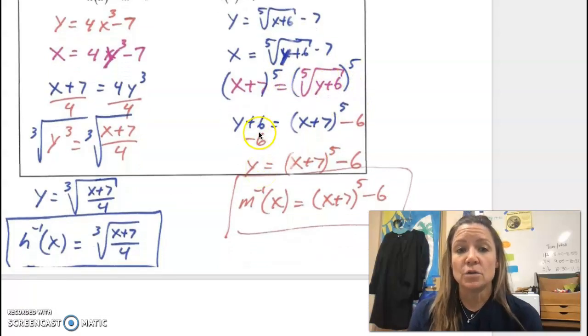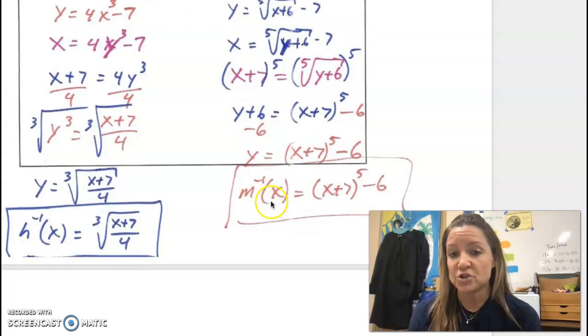And then 6 is being added to the y. So I'm going to subtract 6. And I end up with y equals x plus 7 to the fifth power minus 6. And then swap it back to function notation.